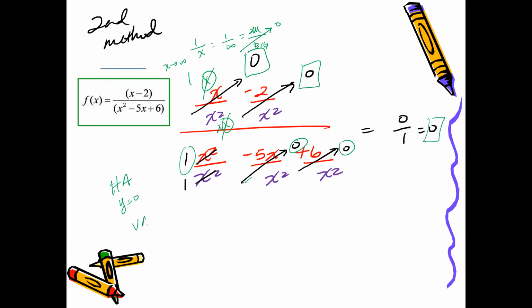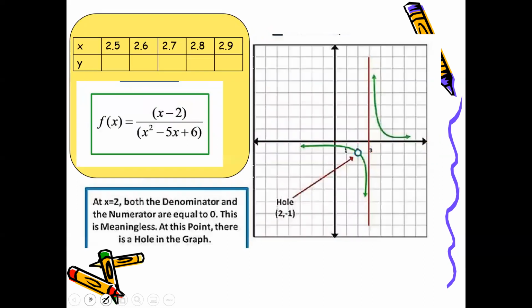And there you have it. Your vertical asymptote from before, when you factored out the denominator, is 3. I'm sorry, vertical asymptote is 3, and your horizontal asymptote is 0.